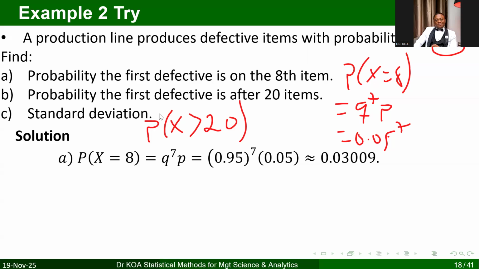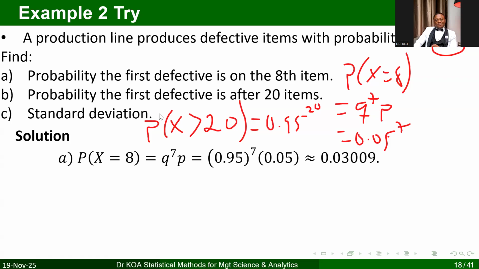Remember, P is 0.05, right? So if P is 0.05, 1 minus P is going to be 0.95. So you're going to have 0.95 raised to the power 20, just like the previous one. Raised to the power 20.